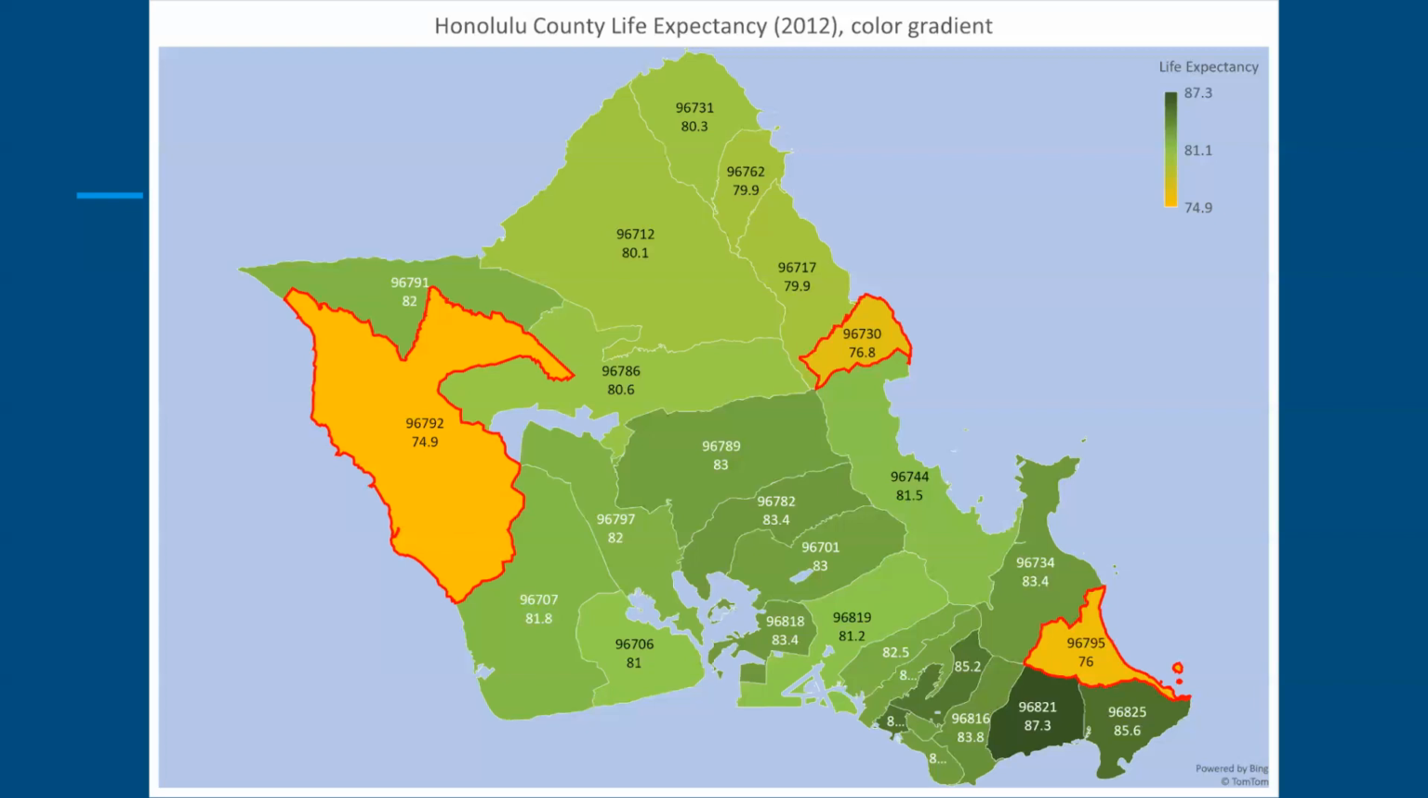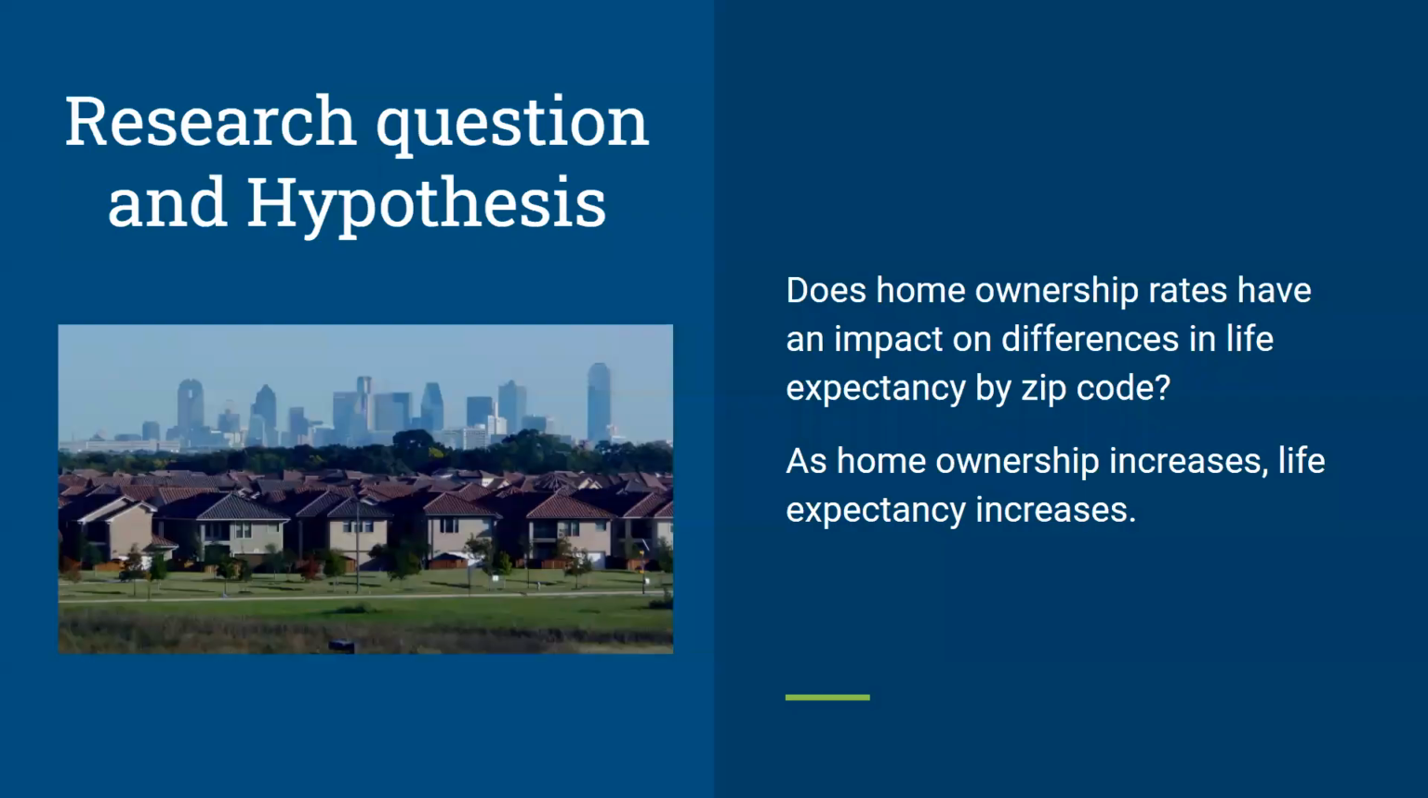So through this project, I wanted to see if there was a way that could be associated with the life expectancy inequalities within Hawaii. And so I decided to look into home ownership as a measure for that. So, research question and hypothesis: do home ownership rates have an impact on differences in life expectancy by zip code? My hypothesis was that as home ownership increases, life expectancy also increases.